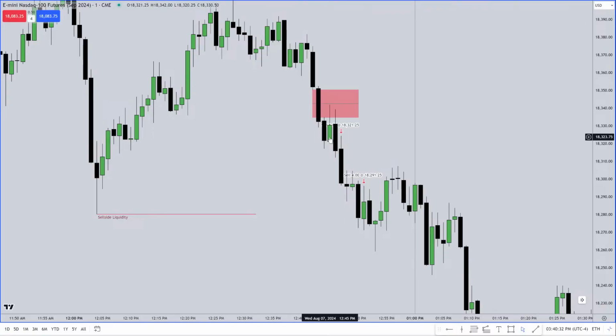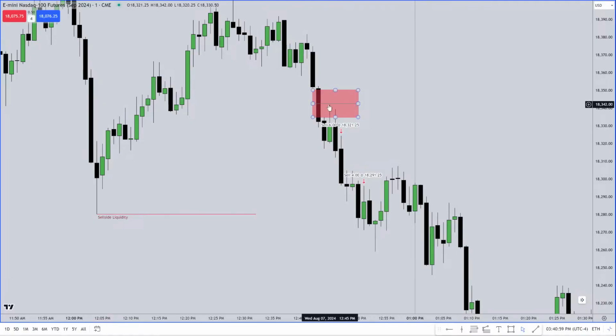What's the low of the candle? 18,320 and a quarter. Okay. The fill, 18,321 and a quarter. So as it's bumping into that, I'm selling short right there. And I want to see it aggressively run below here. It does. Go back for a second.